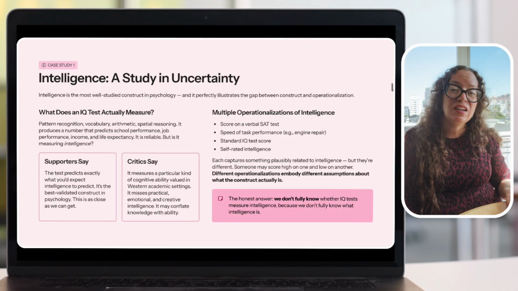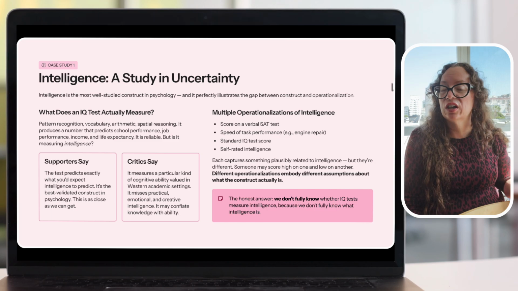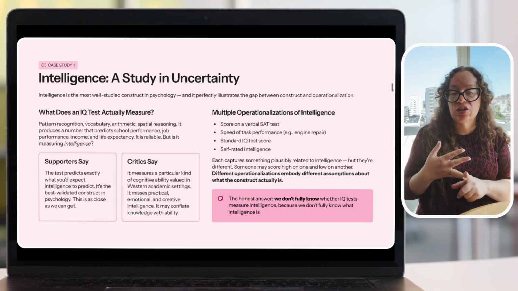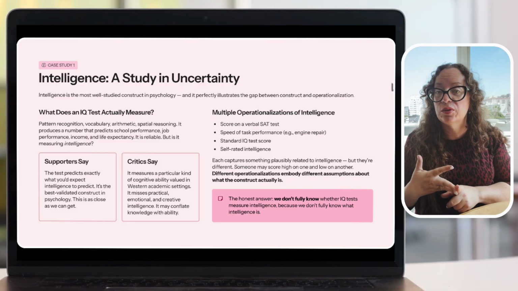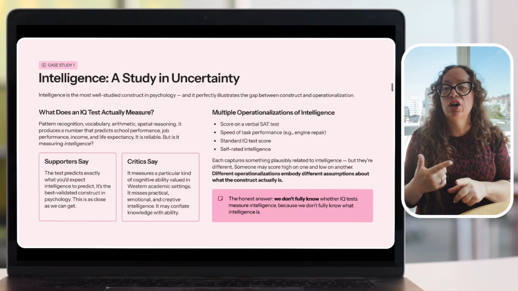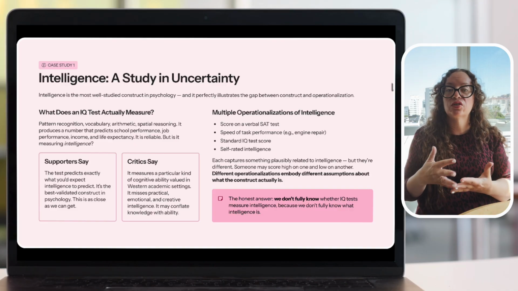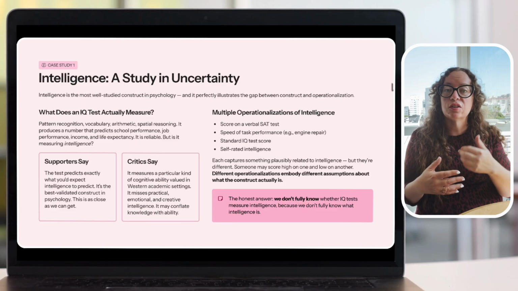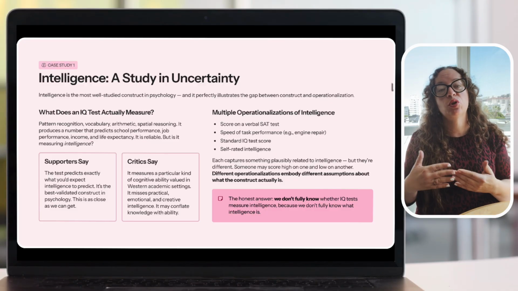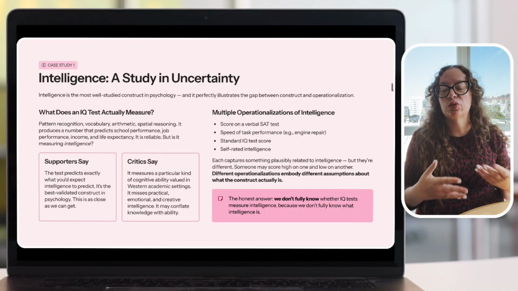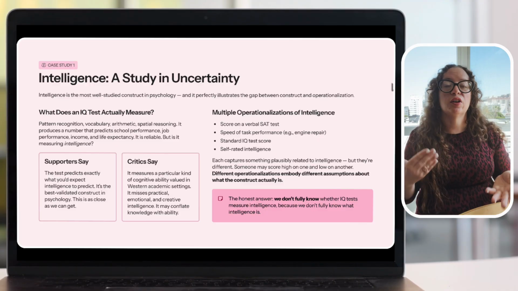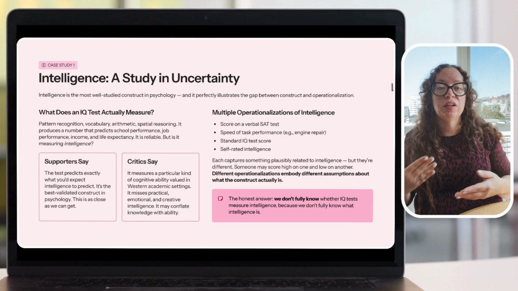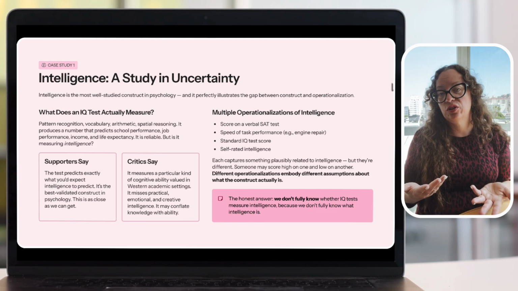The test measures a kind of cognitive ability, the kind valued in Western academic settings and schools. It doesn't measure practical intelligence, like the ability to fix things, navigate social situations, survive in difficult environments. It doesn't measure emotional intelligence, how we understand and manage emotions in ourselves and others. It doesn't measure creative intelligence, our ability to generate novel ideas and solutions. Critics also argue the test may be culturally biased, so it assumes familiarity with certain concepts and certain ways of thinking that are more common in some cultures than others. And it might confuse knowledge with ability, penalizing people who haven't had access to certain information.